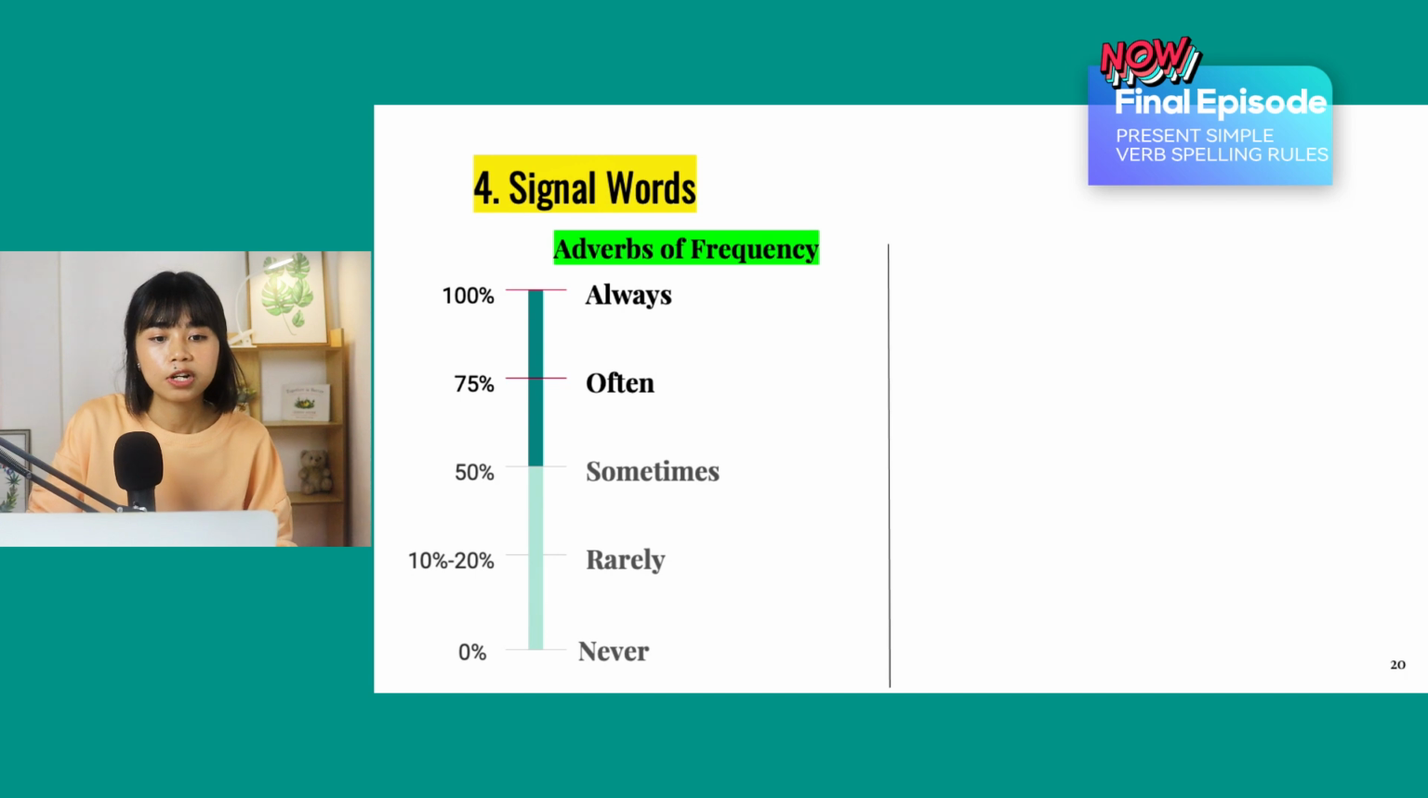First, adverbs of frequency. On the right-hand side is a list of the common adverbs of frequency, and on the left-hand side are their percentages. Always represents 100% of the time that the action happens. Often, 75%. Sometimes, 50%. Rarely, between 10 and 20%. And never, 0%, meaning the action doesn't happen at all.